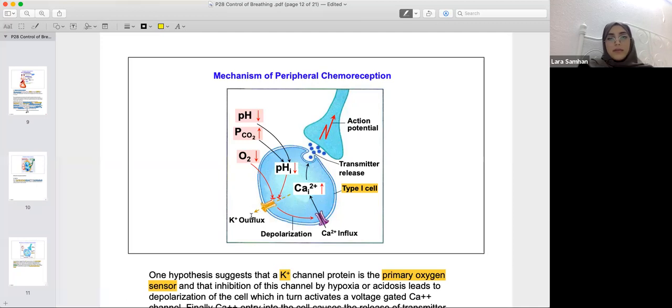Once we have this outflux of the K, it will significantly help in the depolarization. How will we have this depolarization? By having influx of the calcium ions. Once this calcium influxes all the way inside this type 1 cell, the glomus cell, it will significantly help this neurotransmitter, which is dopamine, to be all the way synapsed with this nerve, and it will help the action potential to happen.